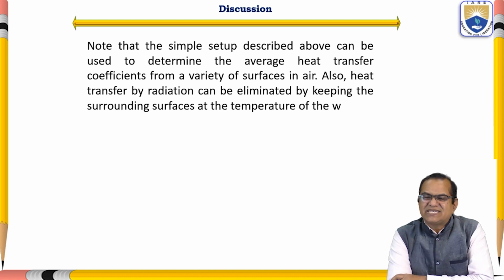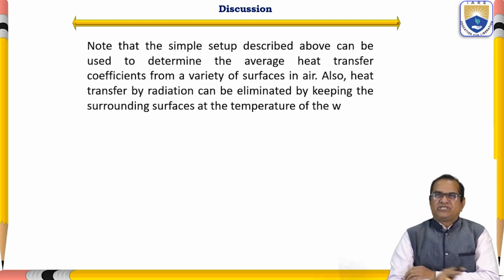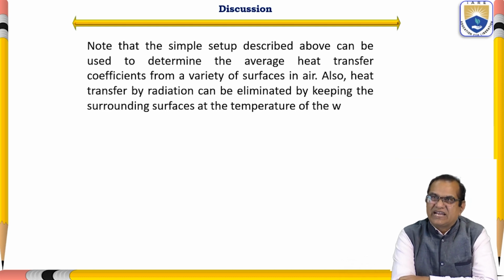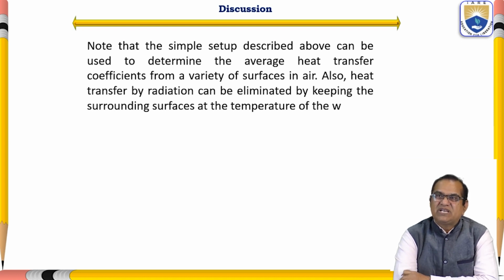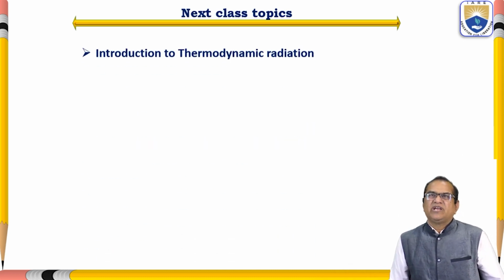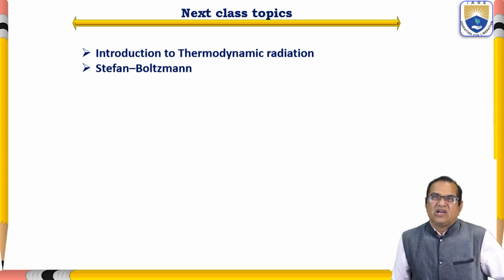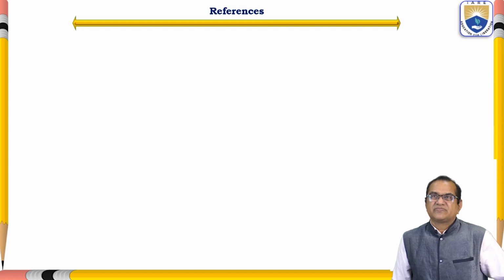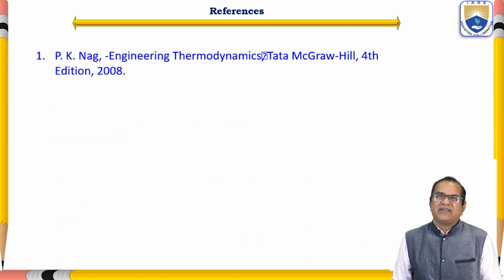So, we can discuss this issue. Note that the simple setup described above can be used to determine the average heat transfer coefficient from a variety of surfaces in air. Also, heat transferred by radiation can be eliminated by keeping the surrounding surface at the temperature of the system. So, in the next class, we will be discussing an introduction to thermal radiation, the Stefan-Boltzmann constant, absorptivity, and Kirchhoff's law.